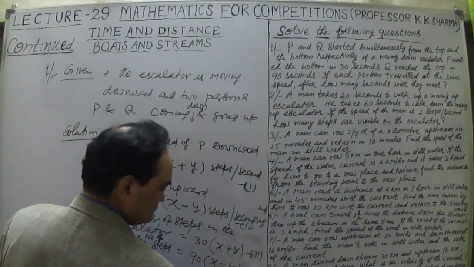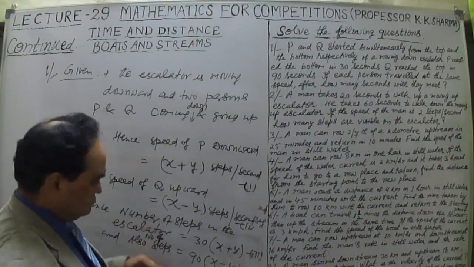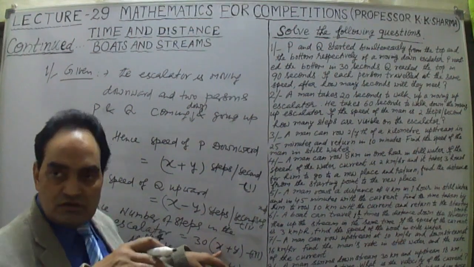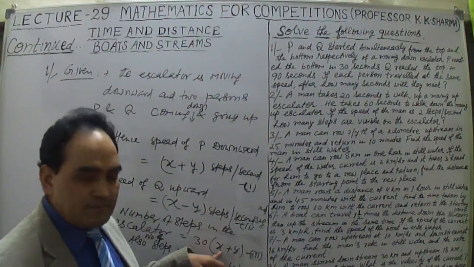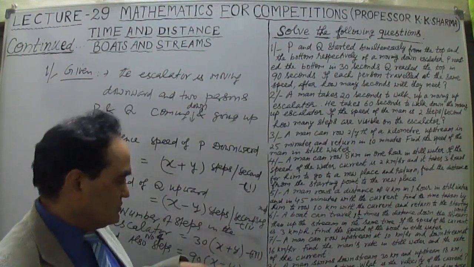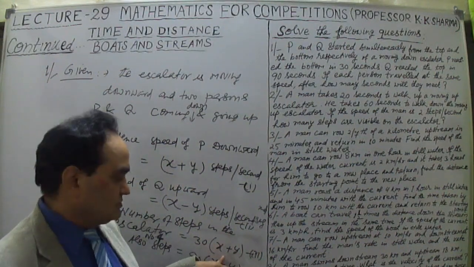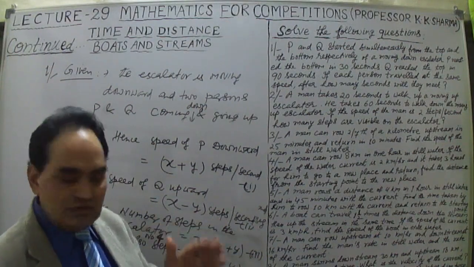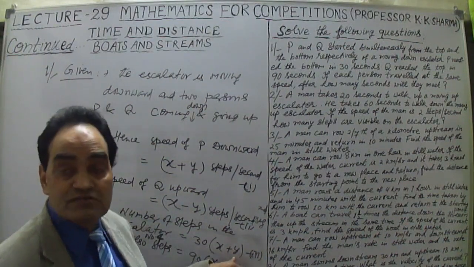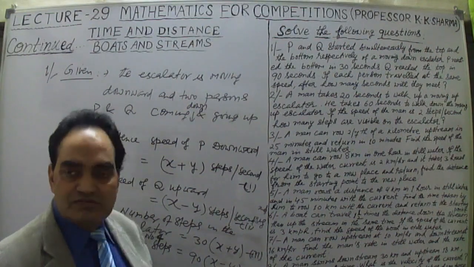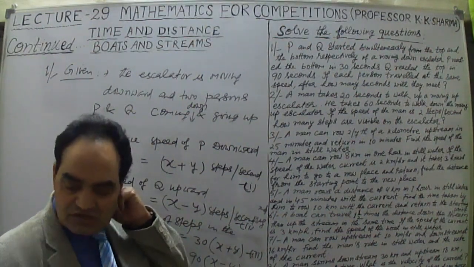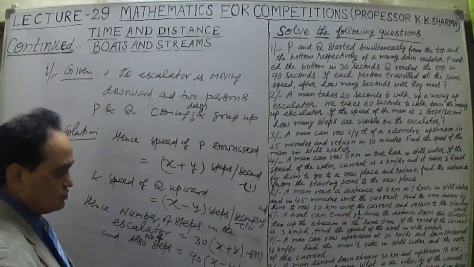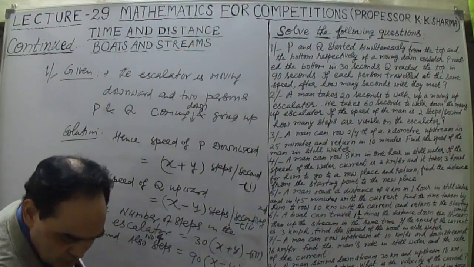Okay, so this is the fourth equation. Now both the numbers of steps are the same. The number of steps traveled by P is 30 into (x plus y), and 90 into (x minus y) is the number of steps climbed up by Q. So these two must be the same, must be equal.